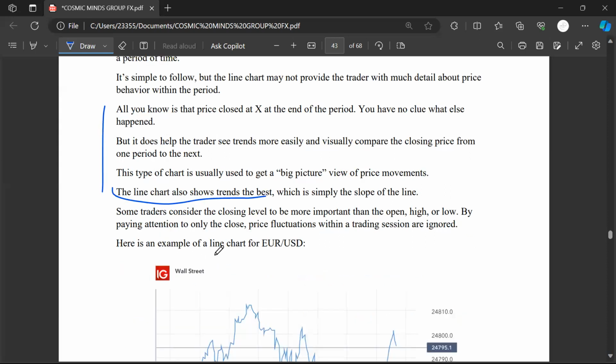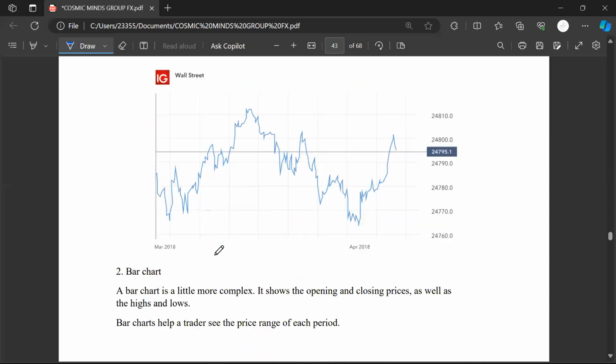Some traders consider the closing level to be more important than the open, high, or low. By paying attention to only the close, price fluctuations within a trading session are ignored, right? So let us put it together. The other one was just a simple one, right? This is also simple, but this will give you a better representation of a line graph. This is taken from the IG site, right? It gives you that line, zigzag, moving up and down and all that. It's as simple as that.